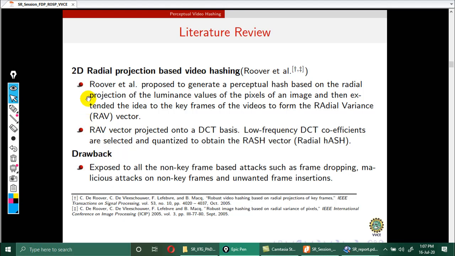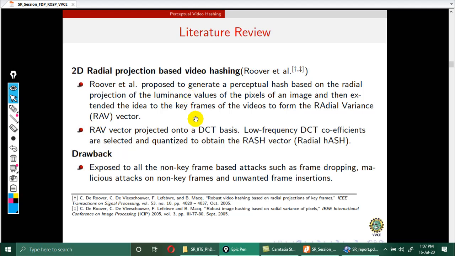There are so many algorithms. We have just hand-picked a few which are very popular or which perform well. The first one is two-dimensional radial projection based video hashing by Ruvar et al.